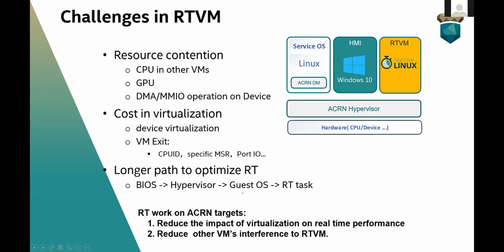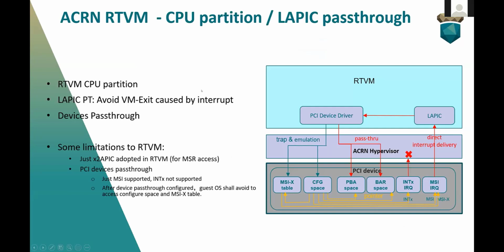Now let's talk about the detailed work we have done on the ACRN project. For the first one, we use the CPU partition for RTVM. Usually we isolate two physical cores for RTVM. One core is for housekeeping, one core is for the RT task. It depends on the detailed RTOS. The second one is LAPIC pass-through. If we use LAPIC pass-through, it can avoid the VM exit caused by device interrupt.